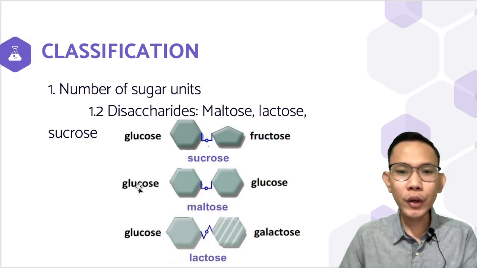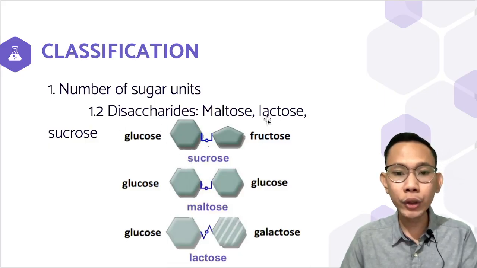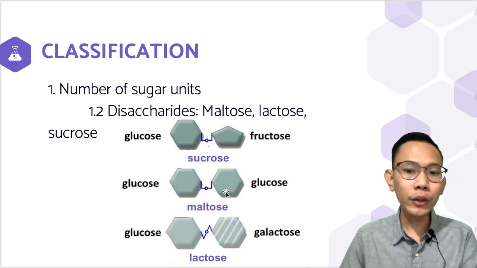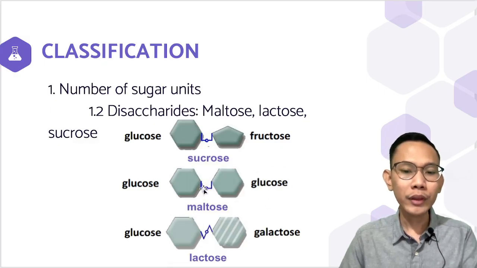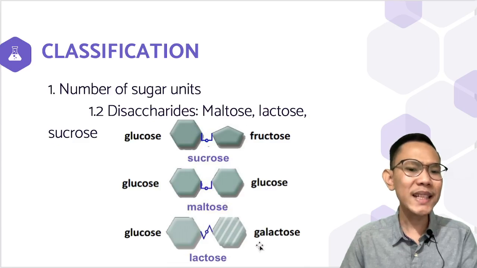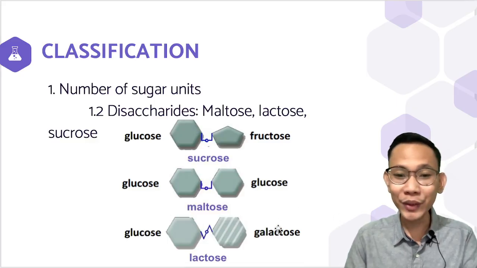So, again, let's review. What is the composition of our sucrose? Your sucrose is basically composed of glucose and your fructose, while your maltose is a combination of one glucose molecule and another glucose unit. So that's the composition of your maltose. And lastly, your lactose is basically glucose and galactose. So this is really just a review.